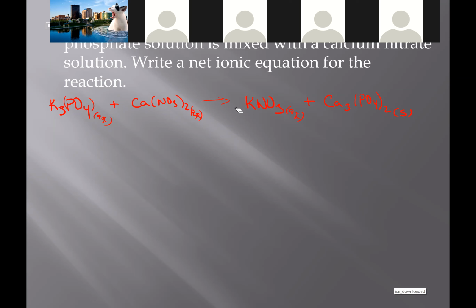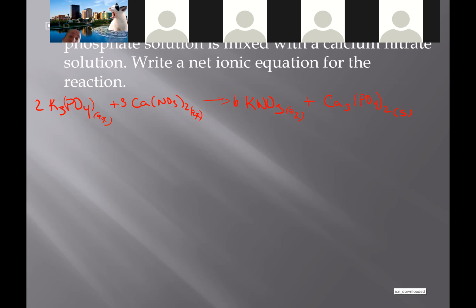Come on, you guys. Would you put it in front of the potassium phosphate? A 2, okay. Then that gives you how many potassiums? 6. Right, so what do you have to put in front of the potassium nitrate? A 6. Okay, so what else do I do? You put a 3 in front of the calcium nitrate.